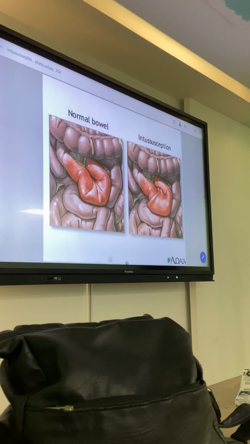You can see normal bowel and intussusception. The length that is involved is very important. Sometimes this is short, sometimes this is long. Two parts go into each other. That's a very, very serious situation. It leads to necrosis, bleeding, and death.